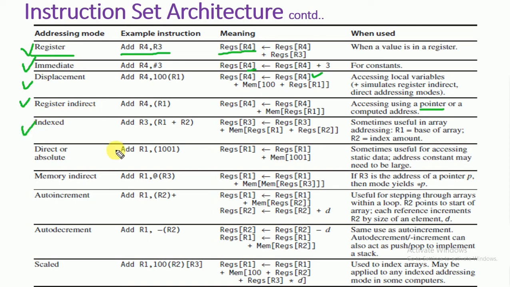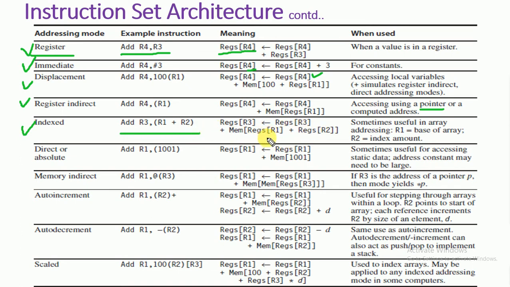The next one is indexed. What is the difference here? Almost the same thing. Add R3, (R1 + R2). Let us see what will happen here. It is actually used with arrays, where we have the base address of the array and an index. So this is the base address and this is the index value. The content of register R1 will be added with the content of R2.